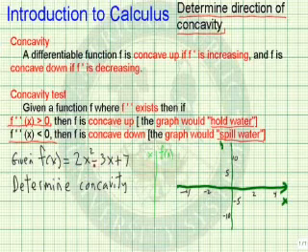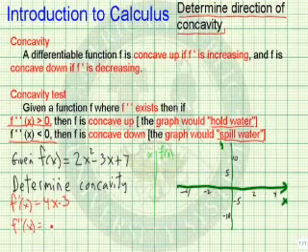f of x equals 2x squared minus 3x plus 7. We want to determine its concavity. We first take the first derivative, which gives us 4x minus 3. Then we take the second derivative, which gives us 4. Notice 4 is greater than 0, so f double prime is greater than 0. Since f double prime is greater than 0, it's going to be concave up.